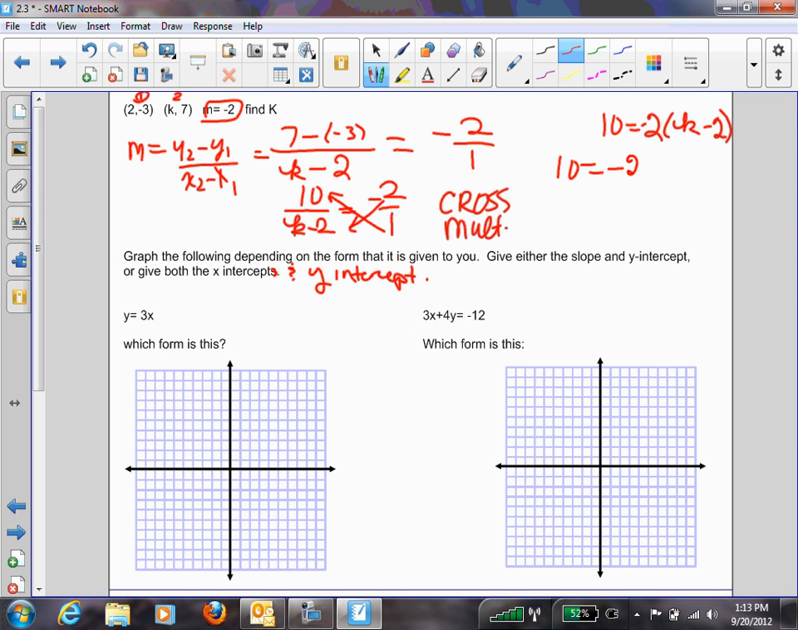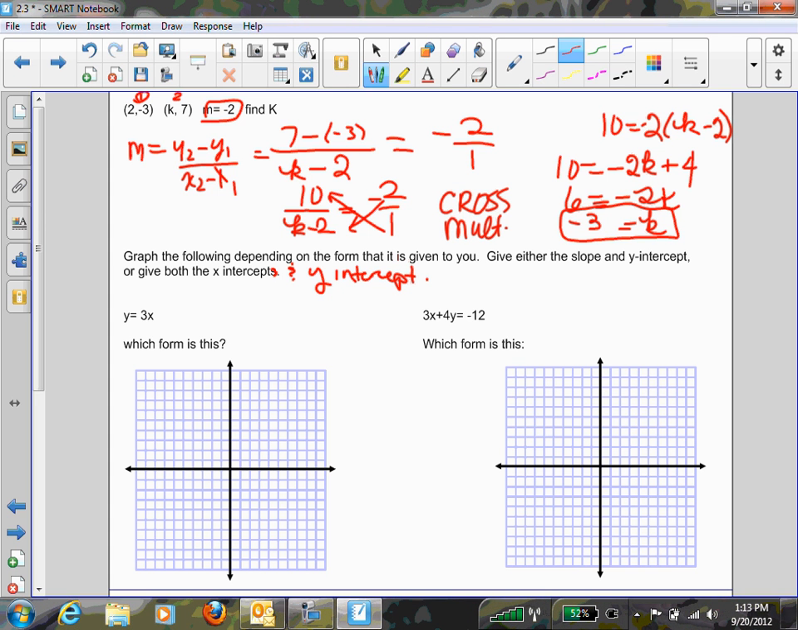Negative 2. Right, don't forget to change that sign. And so I just have an algebraic expression, don't I? All right, so finish solving for k. Go through your steps. And that's what I got. Can you all agree? Okay. Anybody got a question? Negative 3 is what I got for k.